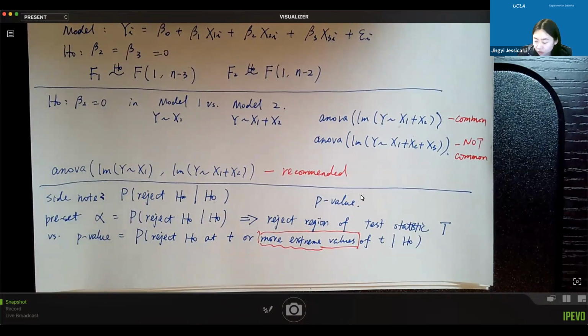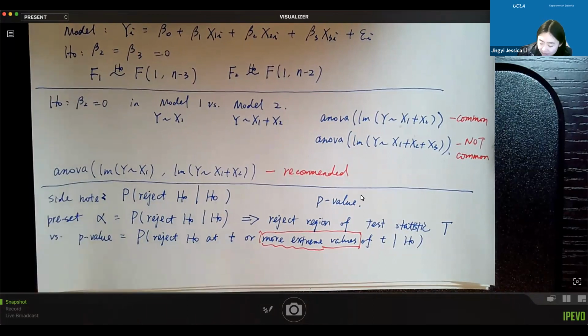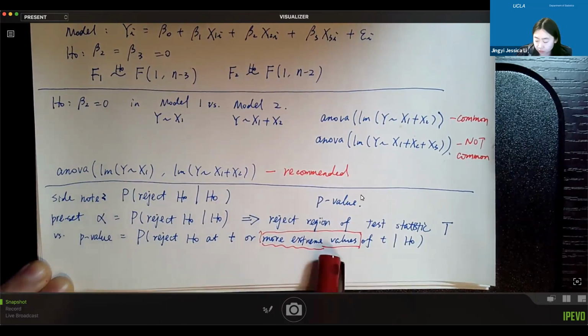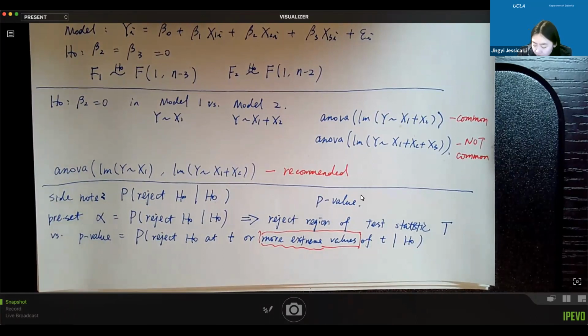For example, when you are doing a two-sided t-test, then having a value that is more extreme than t in both tails, that is being very negative or very positive, is considered more extreme. So that will be your rejection region, and then you're going to evaluate that probability. Or if the alternative is one-sided, greater than, you're only going to have very positive values as more extreme. So it depends on how you define the more extreme based on the alternative hypothesis.